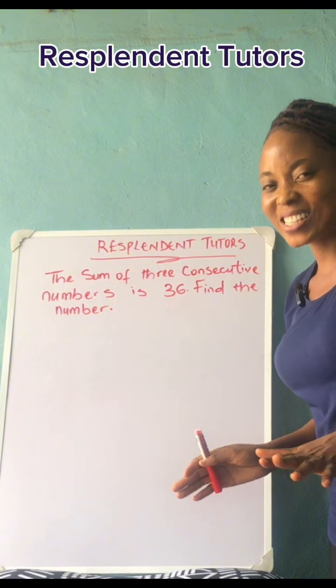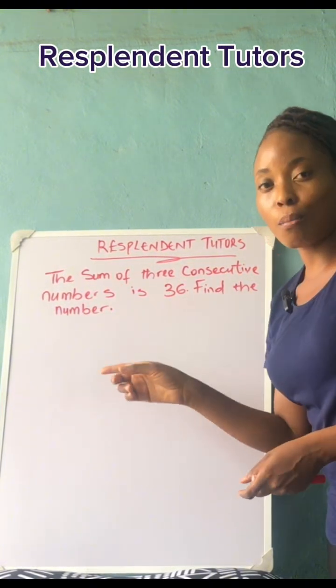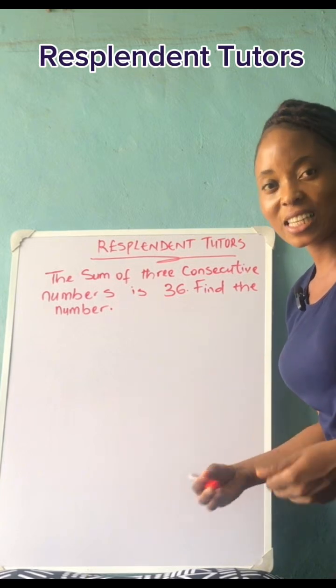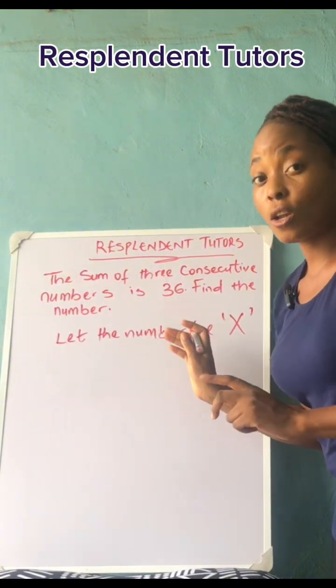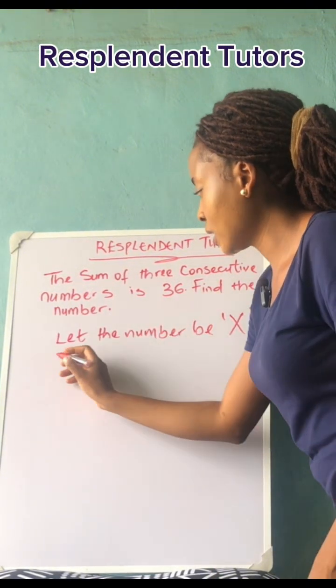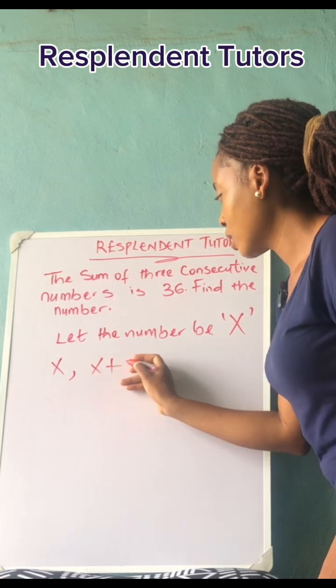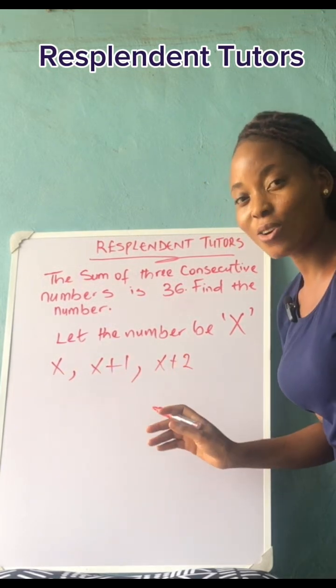This is a word problem, very easy. The sum of three consecutive numbers is 36. Find the number. First and foremost, we have to assume what the number is. It could be y, it could be x, it could be any alphabet we choose. So for me, I'm going to choose to use x. So let the number be x. They said three consecutive numbers. It means that the first number will be x, the next number will be x plus 1, and the next number will be x plus 2. Those are three consecutive numbers.